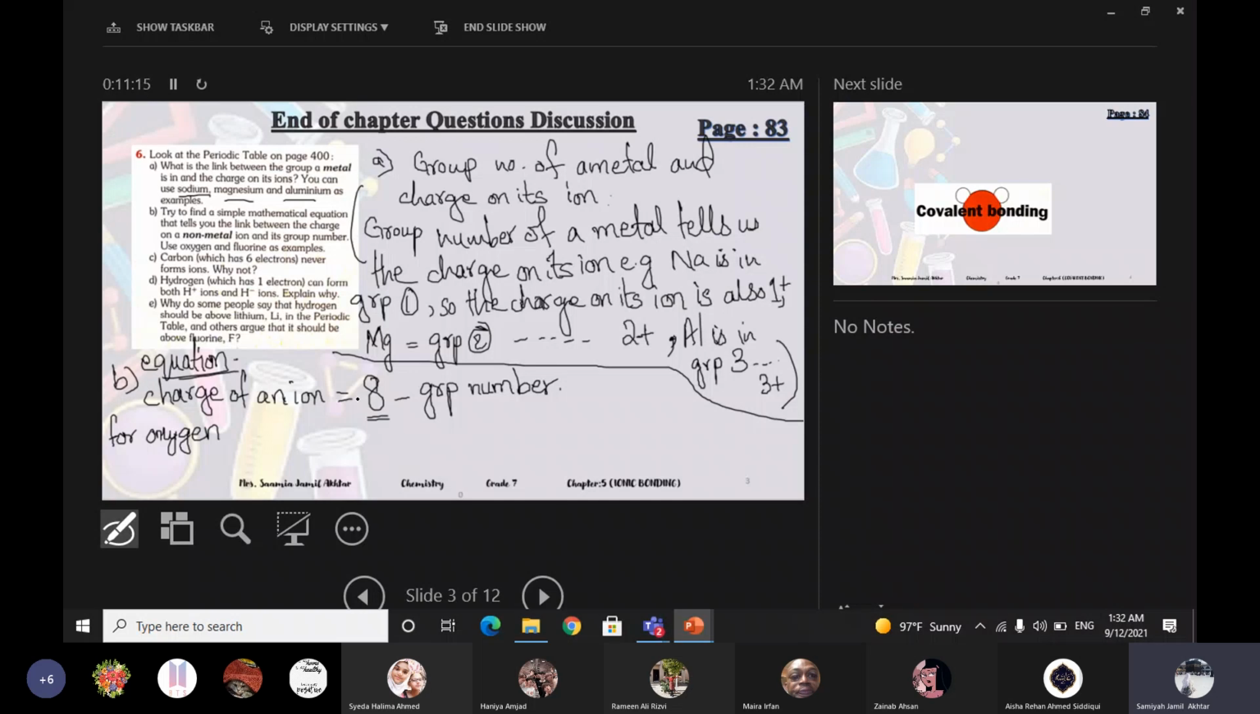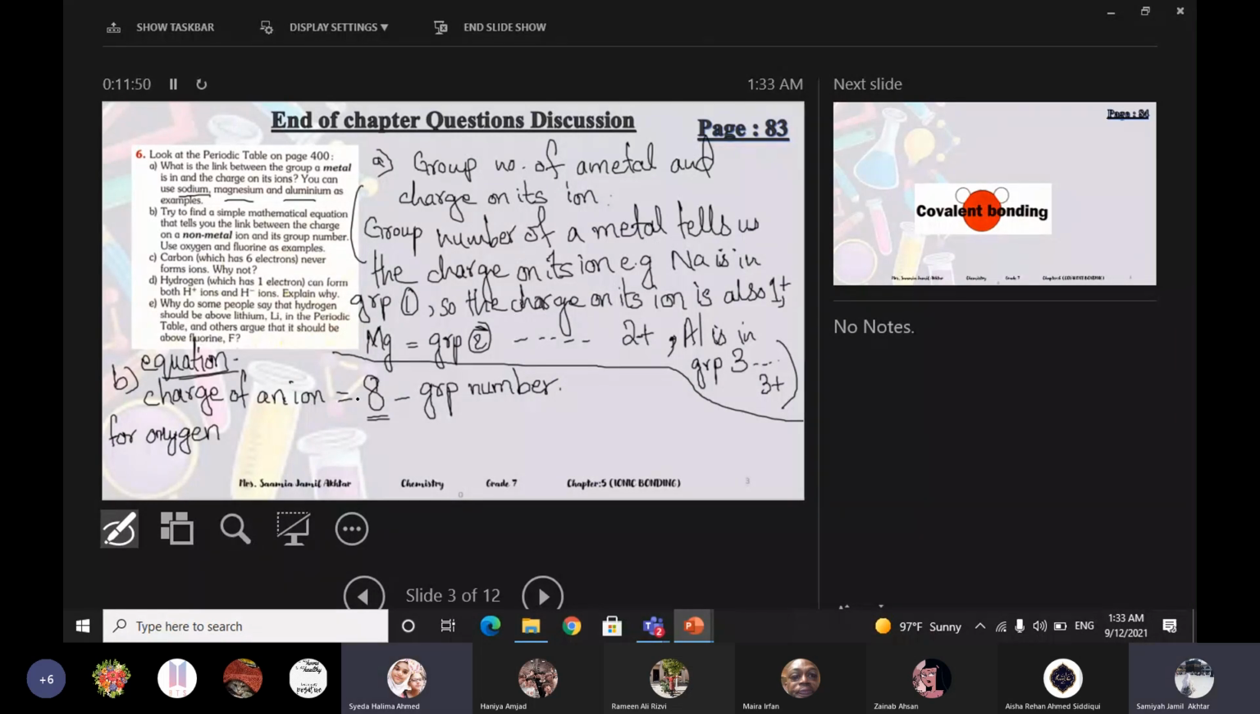They are asking in the question to develop an equation to find out the charge on an ion for a non-metal. The previous question, part A, is about the metal, and it was really simple: the group number tells us about the charge. The group number is the charge number, but this is not the case for the non-metals. For non-metals, we have an equation to find out what the charge will be.